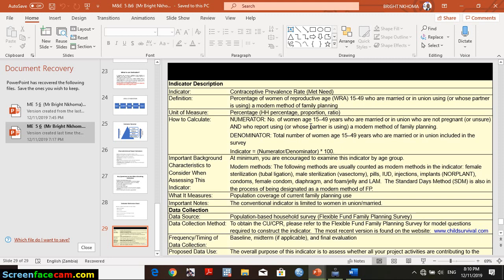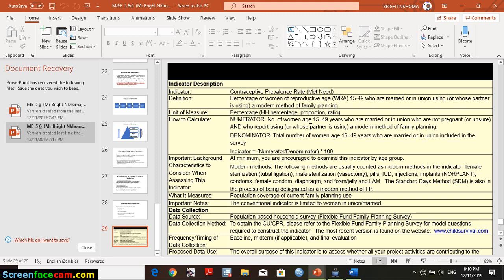Then unit of measure. How are you going to be measuring this particular indicator, or in which form are you going to be measuring this indicator? Here there is a percentage. If it's a count, you are going to specify that this is a count. Are we together? If it's a ratio, you are going to say it's a ratio. Then how to calculate? How are you going now to be calculating the very indicator?